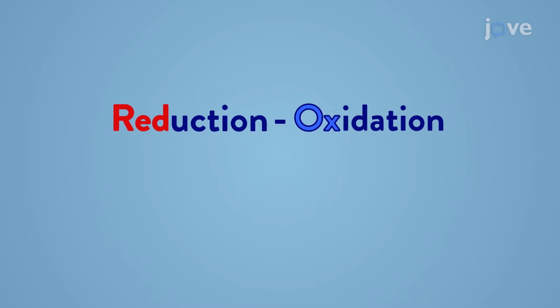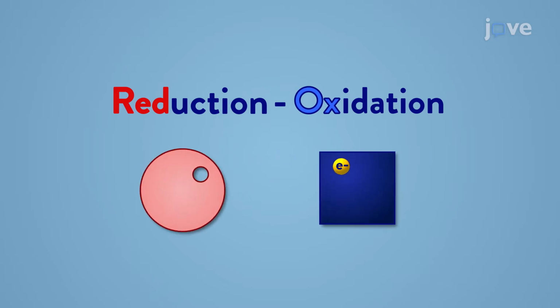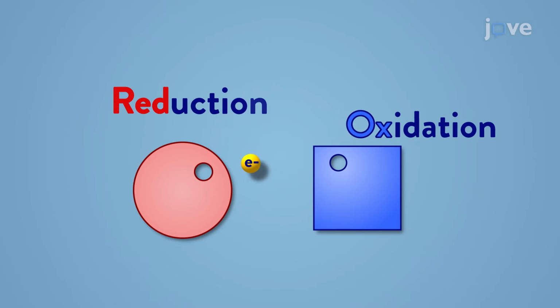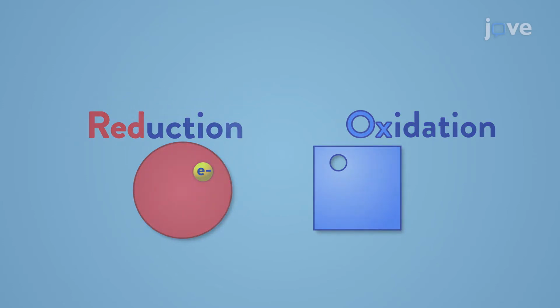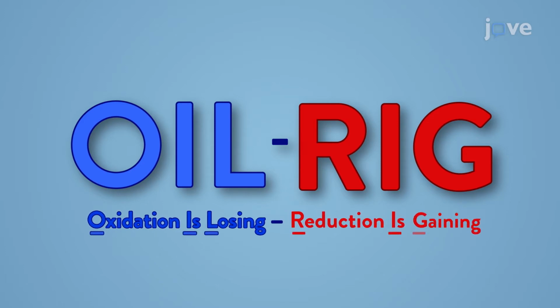Redox, which is shorthand for reduction oxidation, is a type of chemical reaction classified by the net transfer of electrons. In this reaction, one molecule loses electrons, called oxidation, and the other molecule gains electrons, called reduction. To help you differentiate between the two, remember the phrase OIL RIG, which stands for oxidation is losing, reduction is gaining.